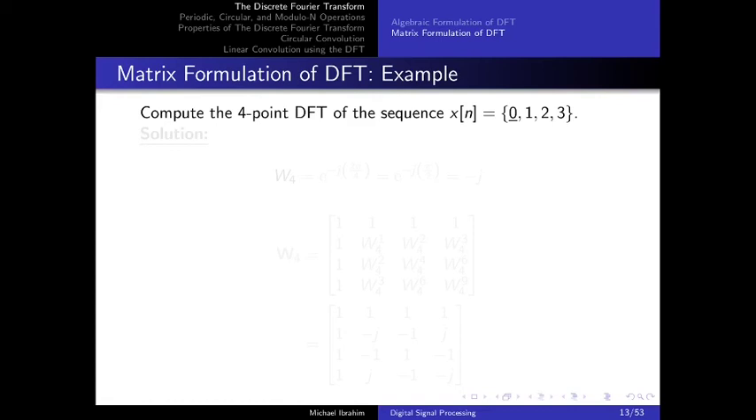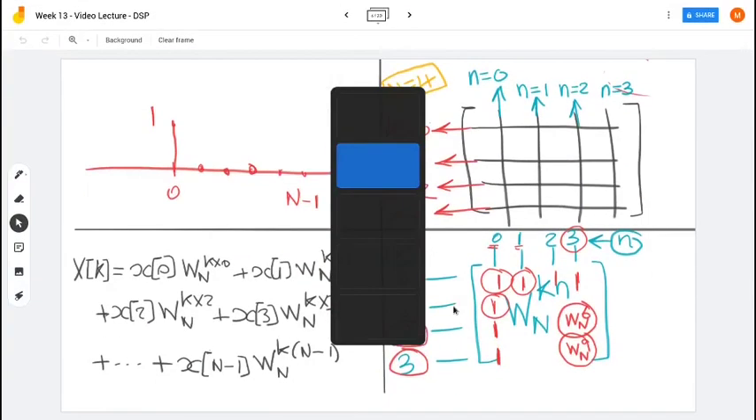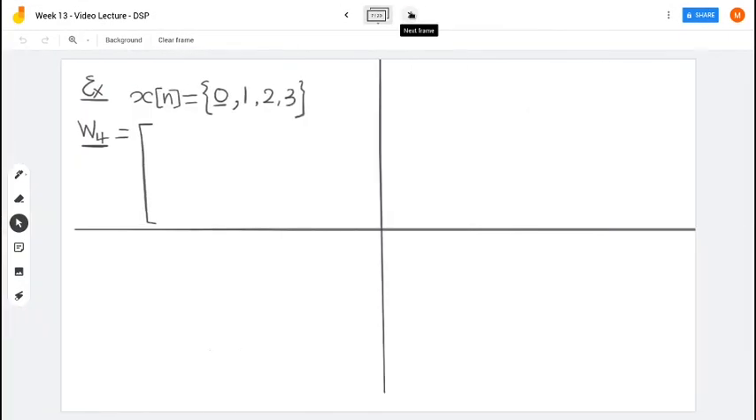So it's a 4-point DFT computation, so we need to find the matrix W4. Moving to our whiteboard over here, we need to find the matrix W4. It's basically a 4 by 4 matrix. The first row is always ones, and the first column is always 1s.